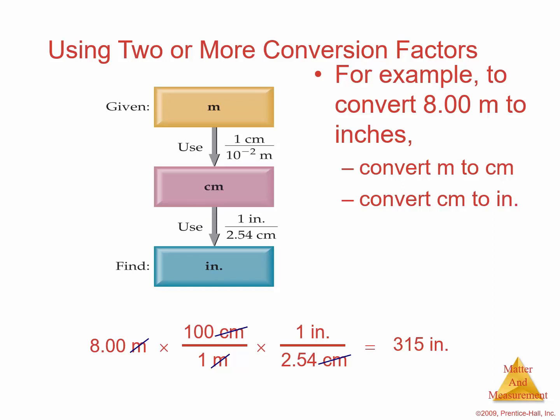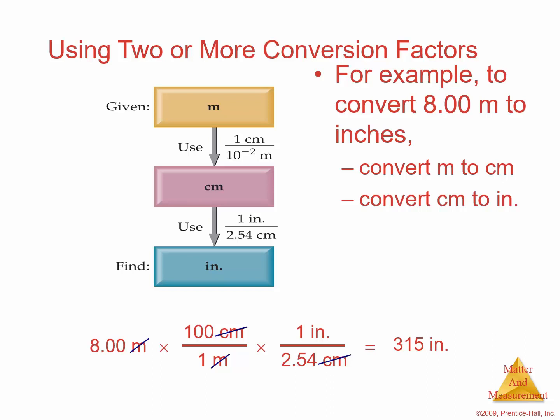1 inch contains 2.54 centimeter. So here centimeter goes with centimeter, and here your desired unit is here. So we have here the answer is 315 inch. Now the first conversion factor is used to cancel meters, as we can see, and convert the length to centimeter.